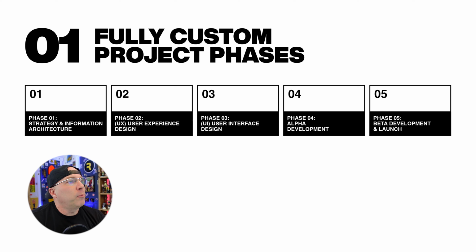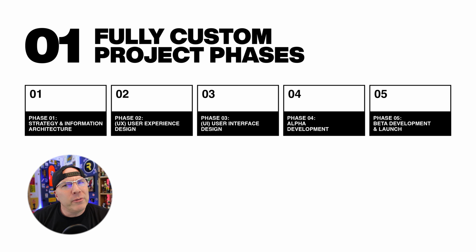Now, a fully custom website project has these 5 phases. The first phase, strategy and information architecture, phase 2, user experience design, phase 3 is user interface design, phase 4, alpha development, and phase 5, beta development and launch.